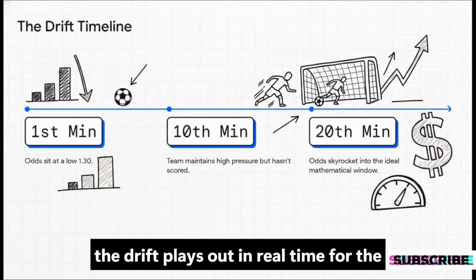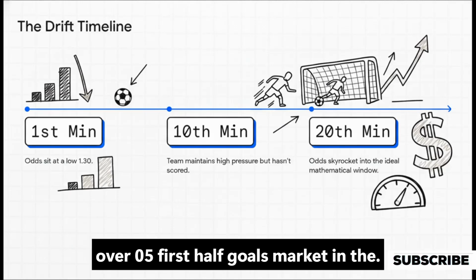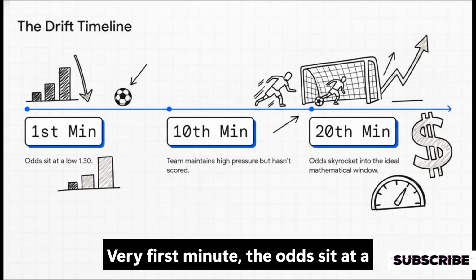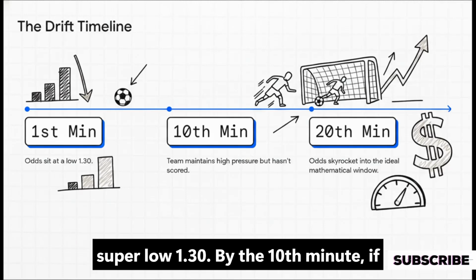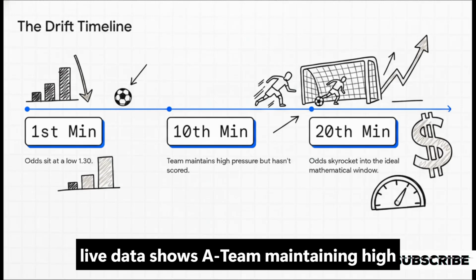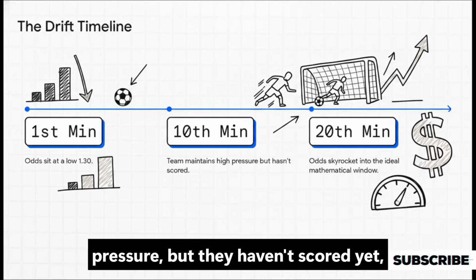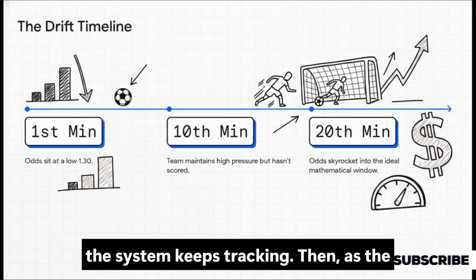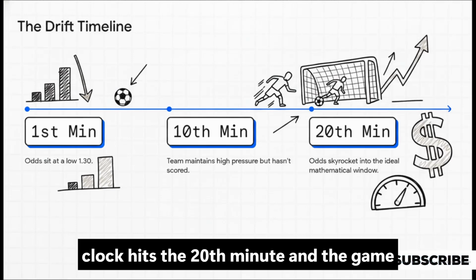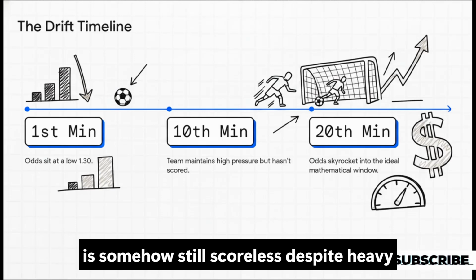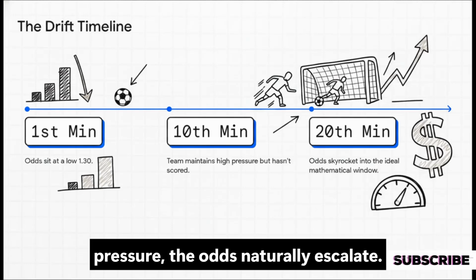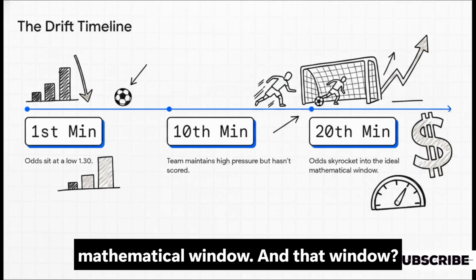Let's actually watch how the drift plays out in real time for the over 0.5 first-half goals market. In the very first minute, the odds sit at a super low 1.30. By the 10th minute, if live data shows a team maintaining high pressure but they haven't scored yet, the system keeps tracking. Then, as the clock hits the 20th minute and the game is somehow still scoreless despite heavy pressure, the odds naturally escalate. They skyrocket right into this ideal mathematical window.